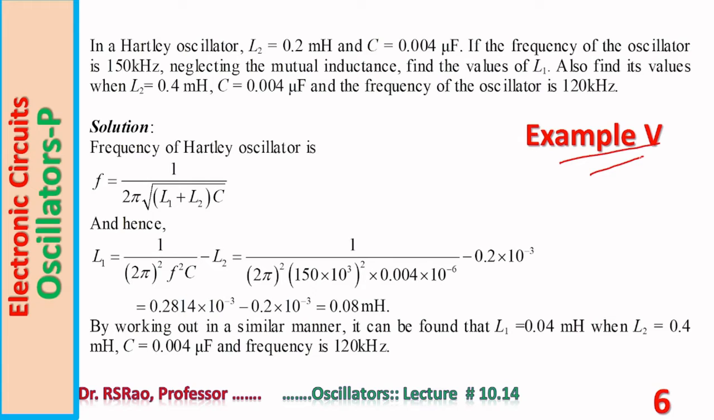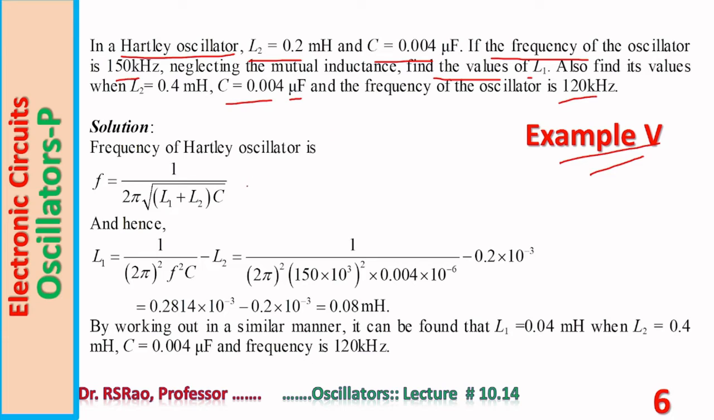Example 5, another problem. In a Hartley oscillator, L2 is 0.2 millihenry, C is 0.004 microfarad. If the frequency of the oscillator is 150 kHz, neglecting mutual inductance, find the values of L1. Also find its values when L2 is 0.4 millihenry, C is 0.004 microfarad, and frequency is 120 kHz.